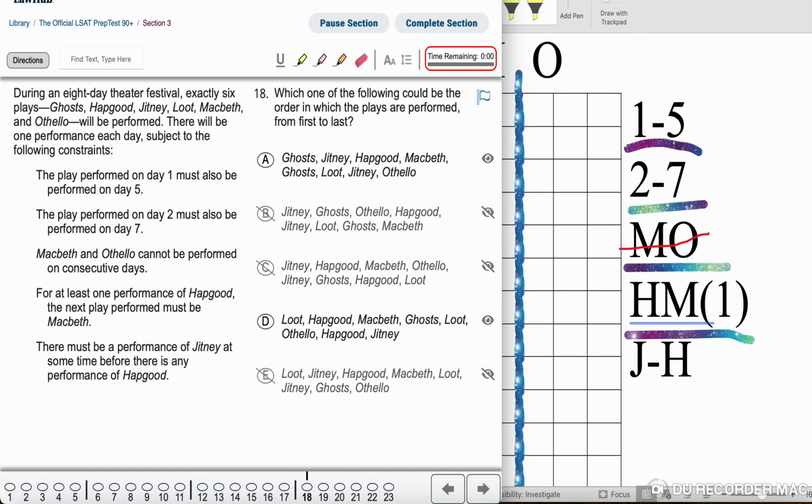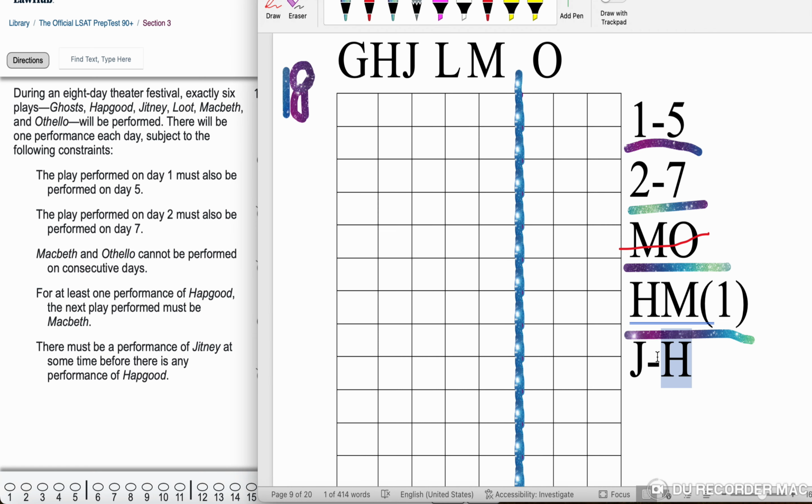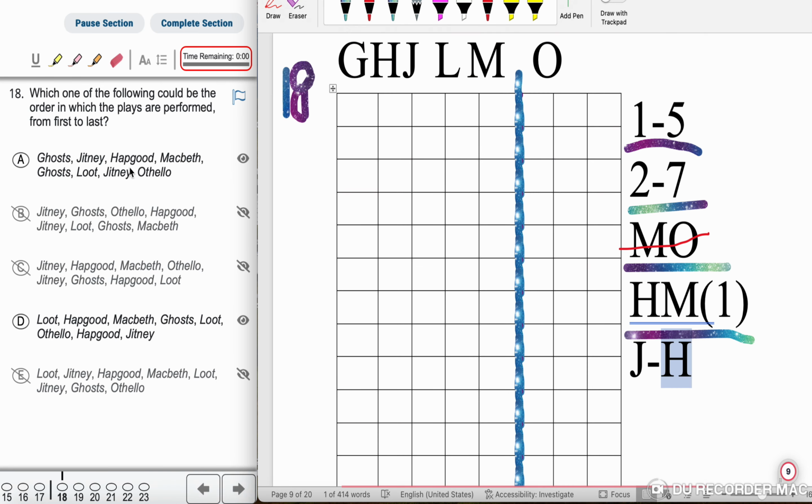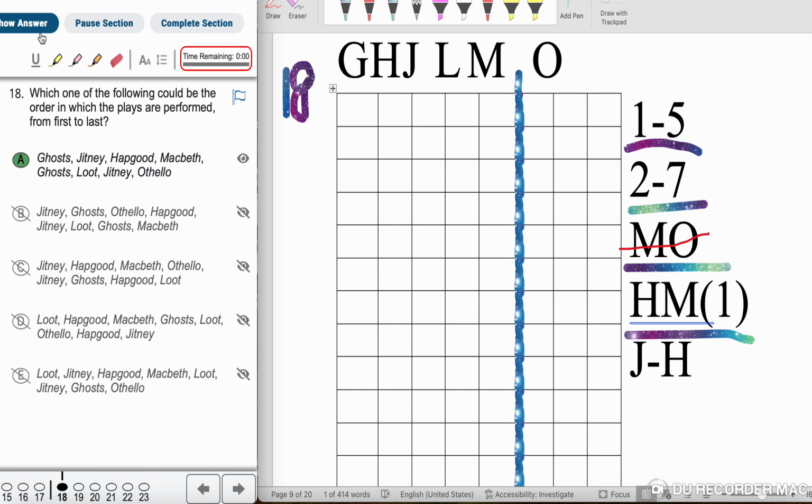Let's make sure that there must be a performance of J at some time before there is any performance of H. So J before H. Let's look for H, and we see J is before H here. Let's look for H, and we see J is after. So let's remove choice D. Process of elimination brings us to choice A.